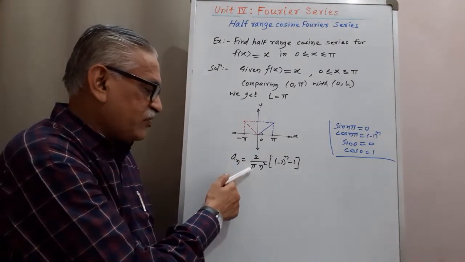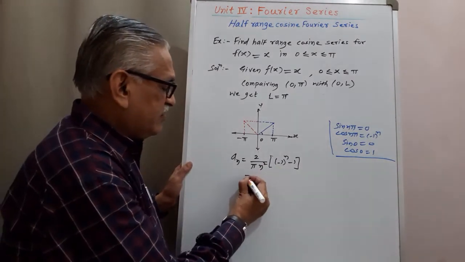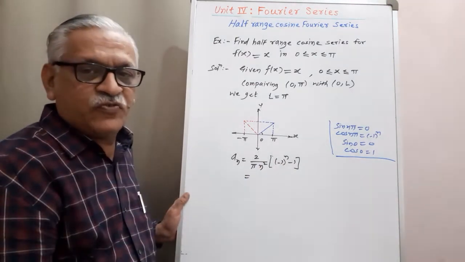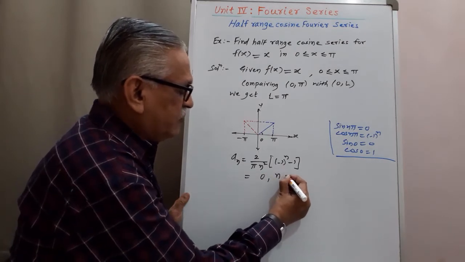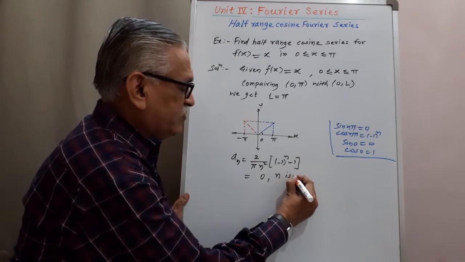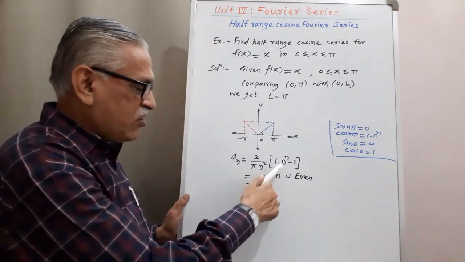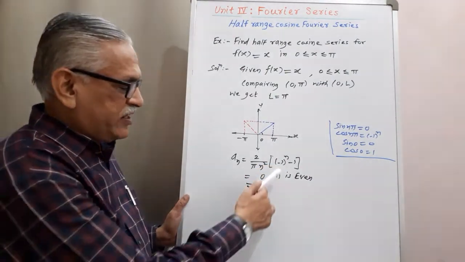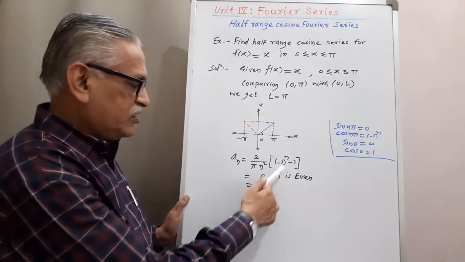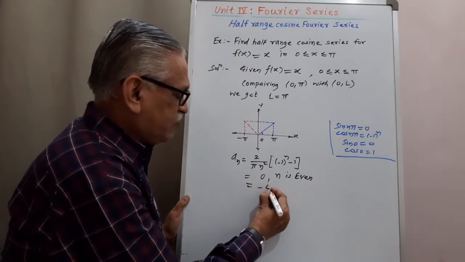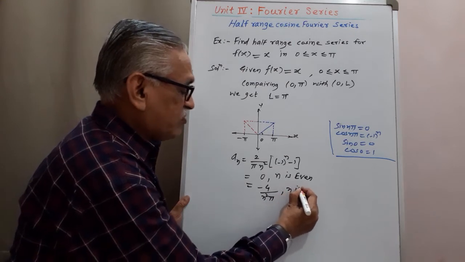We have 2 upon n square pi multiplied by minus 1 raised to n minus 1. And then if n is even, minus 1 raised to 2 we get plus 1, 1 minus 1, that value becomes 0 for all even values of n. And if n is odd, suppose minus 1 raised to 1, we get that value as minus 1, and this minus 1, that sum is minus 2, minus 2 into this 2, we get minus 4 upon n square pi, if n is odd.